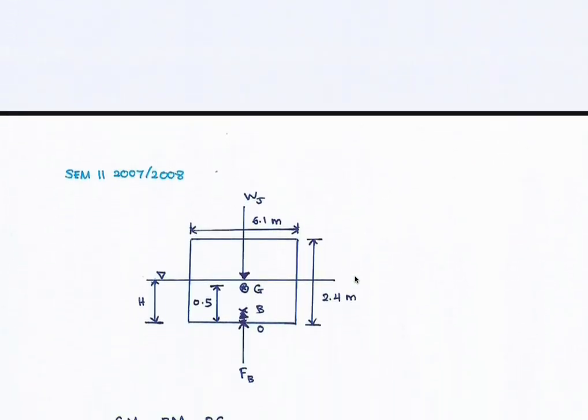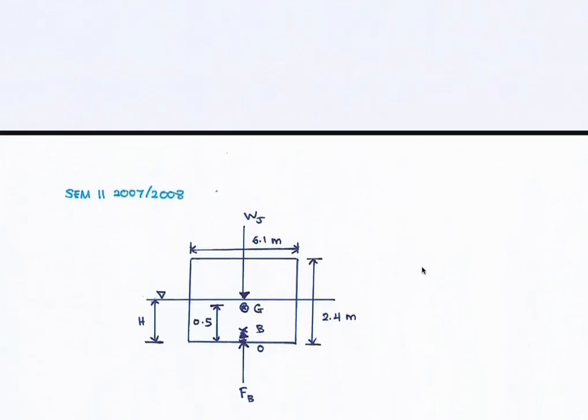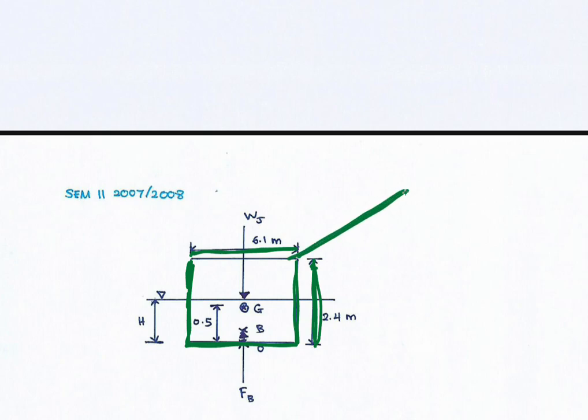So first, you need to draw the free body diagram for this question. For example, we have a barge like this, so we could draw it as just a rectangular box. We know that the width is 6.1 meters, the height is 2.4 meters, and the length here is 18 point something. Please follow these steps.